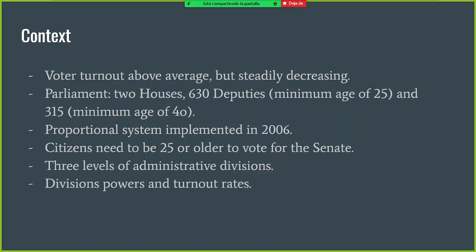Italy counts with three levels of administrative divisions: regions, provinces, and municipalities. Regions have important regulatory, administrative, and fiscal powers. Provinces are limited to zoning and maintenance. Municipalities have their hands on zoning regulations, public safety, waste management, local taxes, and roads. These differences in power are reflected in differences in voting turnout rates.